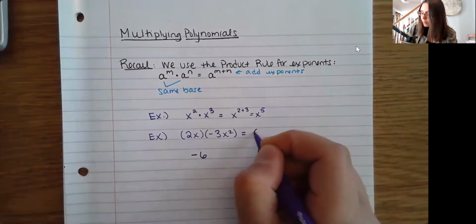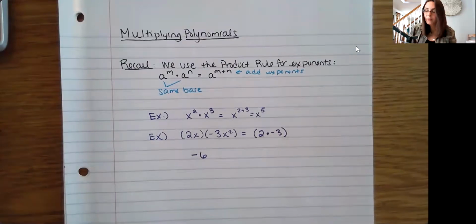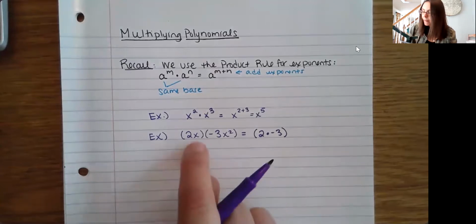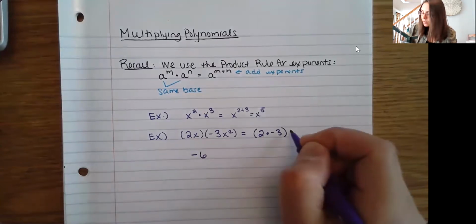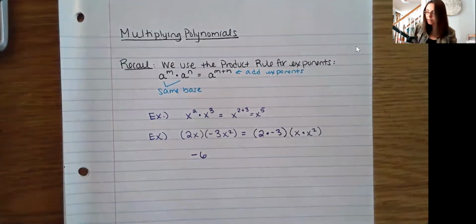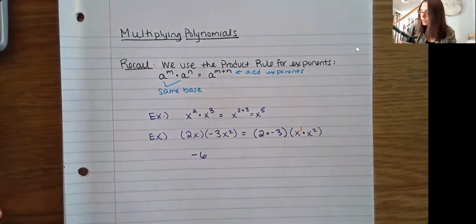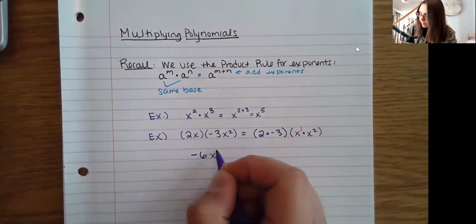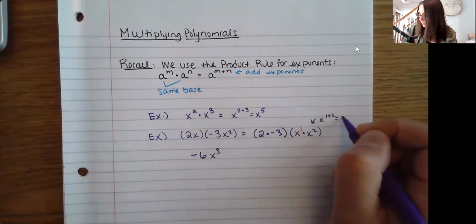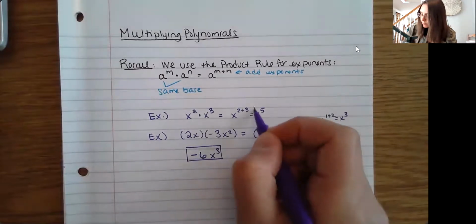Now, if you find it helpful, what you can also do is write out an intermediary step here and regroup. So I'm doing the numbers because they go together. So 2 times negative 3 is going to be negative 6. And then my x's are the same base, so they are going to go together. So I have x times x squared. And don't forget, if there's no exponent, there is a 1 there. So I have 1 plus 2 here, which is going to give me 3. So my final answer here is negative 6x cubed.